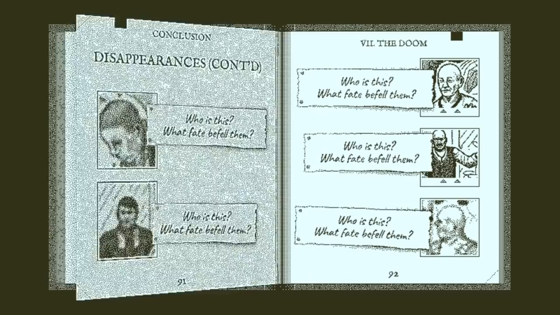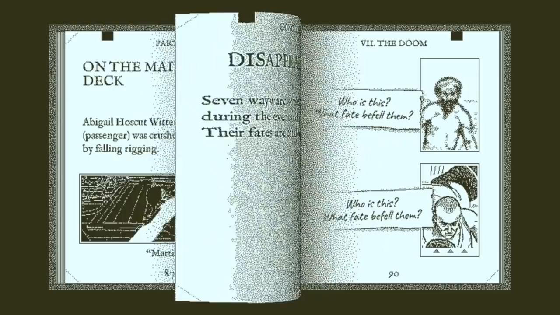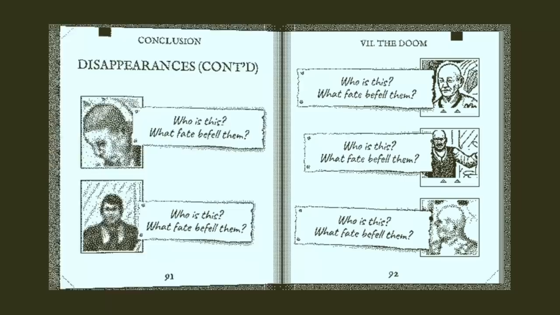Well, that's what I said. I think that why you don't know and why they disappeared is because they drowned, but that's just me. Not all of them, but some of them. Well, they're saying that these people died, and then we know that seven wayward souls disappeared during the events of this chapter. Their fates are cataloged here. So at some point, these people vanished from the story. We just don't know how or in what way. And so I guess we'll find out.